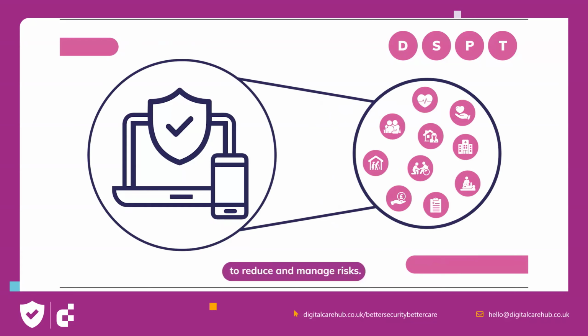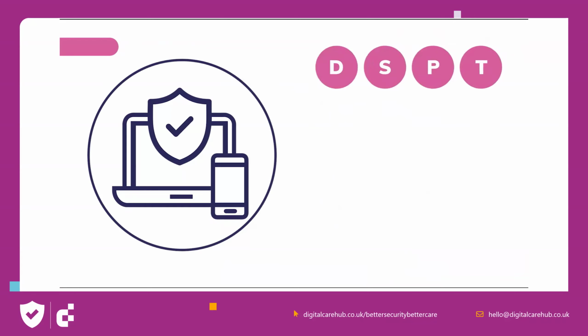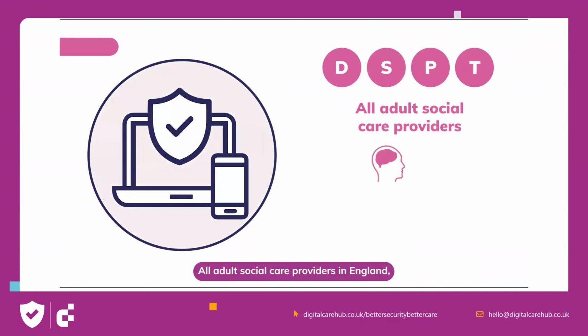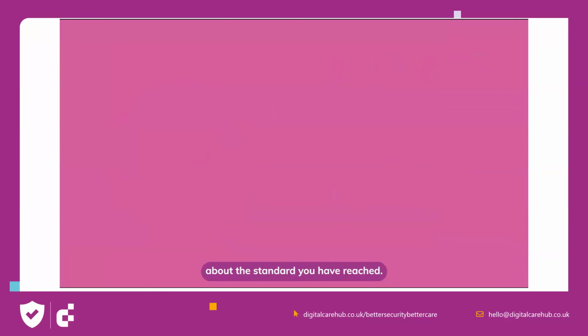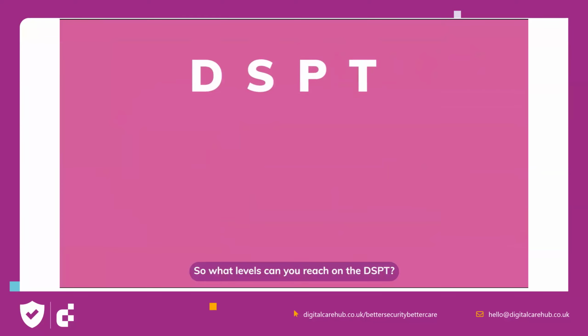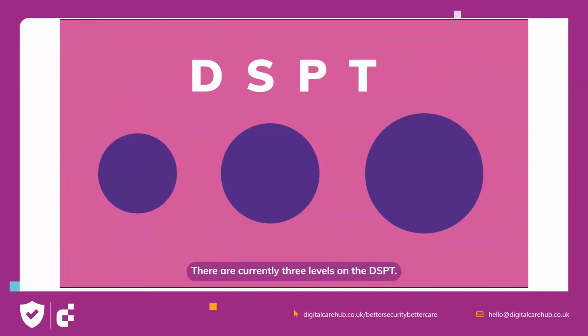reduce and manage risks. All adult social care providers in England, regardless of size, service type or ownership, should complete the DSPT at least once a year. When you have completed the toolkit, you can publish and share information about the standard you have reached. So what levels can you reach on the DSPT, and what do they mean? There are currently 3 levels on the DSPT.